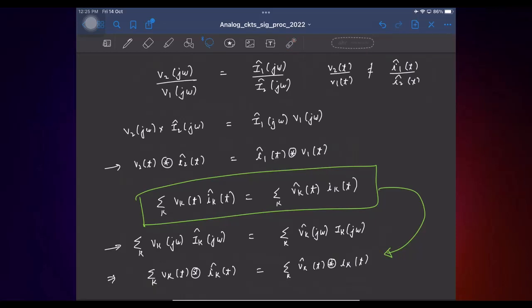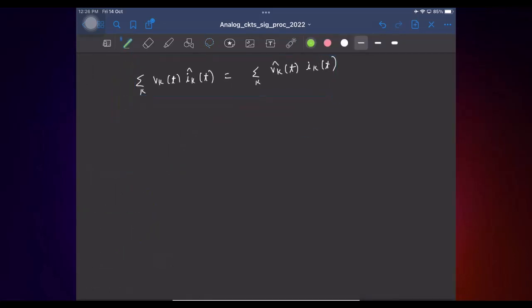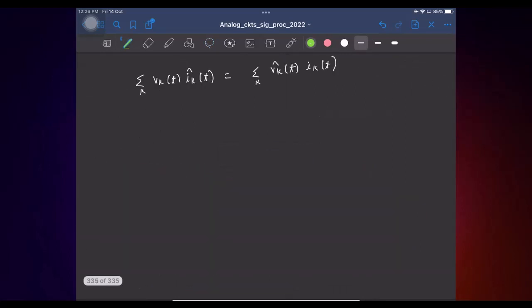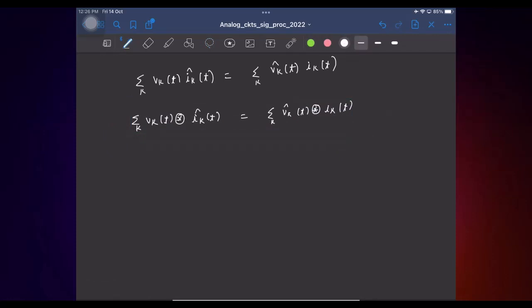So how do you think we can prove it? Basically, this is what we know, and we have to prove this result. Any idea? I mean, this can be true for any linear network. You are considering only the case of a capacitor.